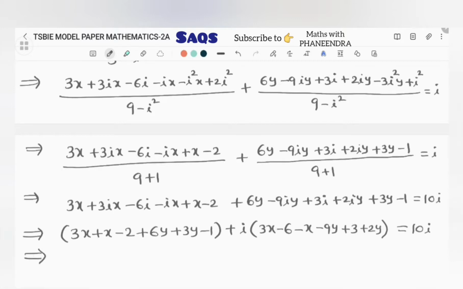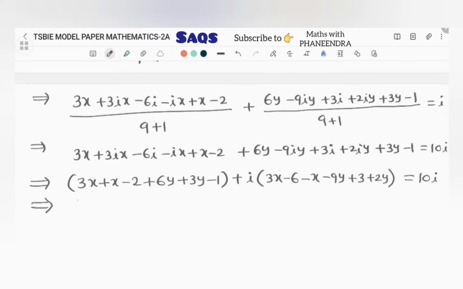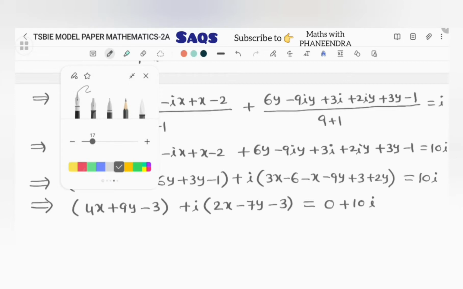So that implies that 3x plus x is 4x, 6y plus 3y is 9y, minus 2 minus 1 is minus 3, plus i into 3x minus x is 2x, minus 9y plus 2y is minus 7y, minus 6 plus 3 is minus 3, equal to 10i. So 10i is the imaginary part, and the real part is not there. We can write it as 0 plus 10 into i. Comparing real parts and imaginary parts, I am putting this here, dear students, for your convenience.